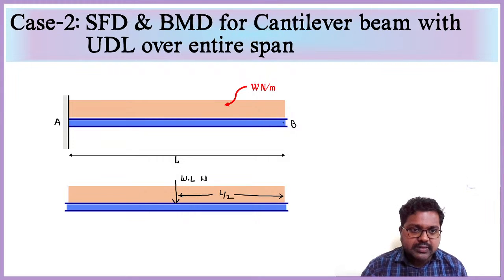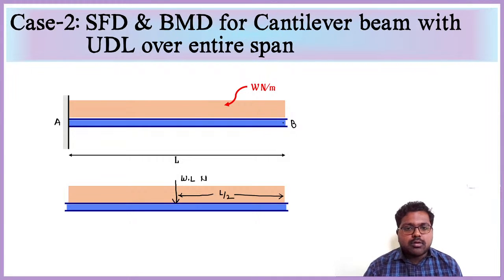We need to find the support reactions, right? So for the support reactions, the total force acting is W into L. W Newton per meter is acting, so if I convert it into a total point load, that is W into L, which is nothing but the total length. WL is acting, right? So that WL force only will react here as a reaction force at A. Reaction force at A will be equal to W into L, right?